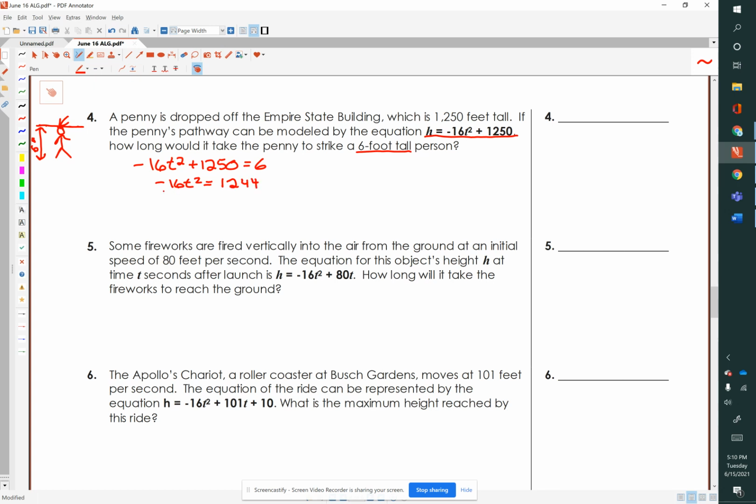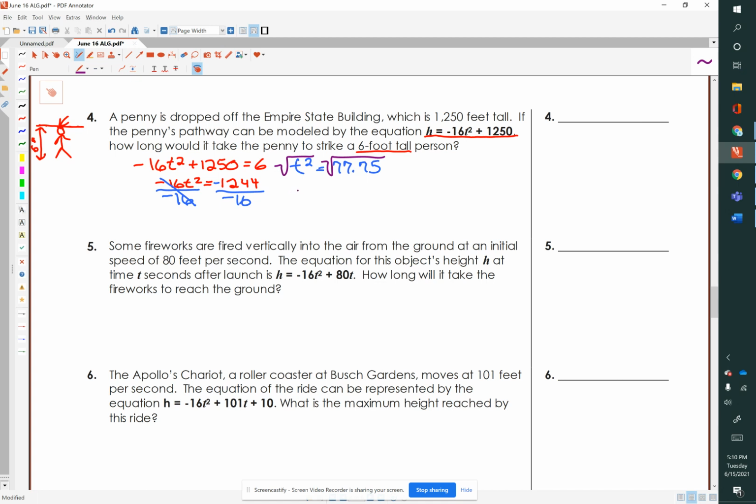And let's divide both sides by negative 16. I think I'll change my color here. And then we have t squared equals, we have a negative, oops, this is negative. We have a negative divided by negative, so that will be positive. So t squared equals 1,244 divided by 16, which is 77.75. And students, this is really where you want to use a calculator.